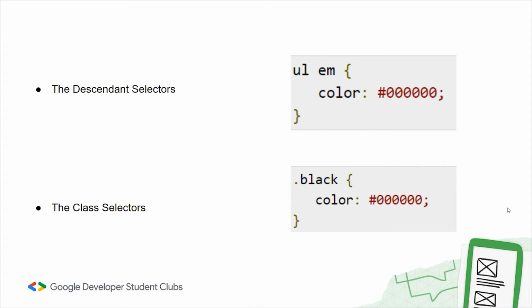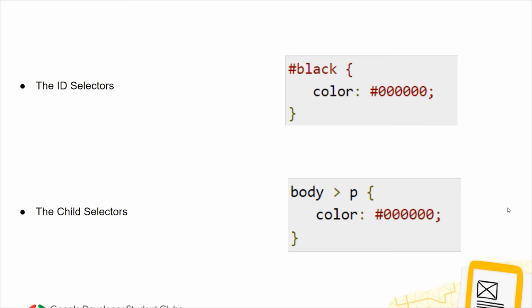Similar to this, there is something known as ID selector. ID and class selectors are not much different. Instead of dot, we use hash, which is also known as ID. Here, I can use hash to give this an ID, and the property of black will get superimposed on this ID.